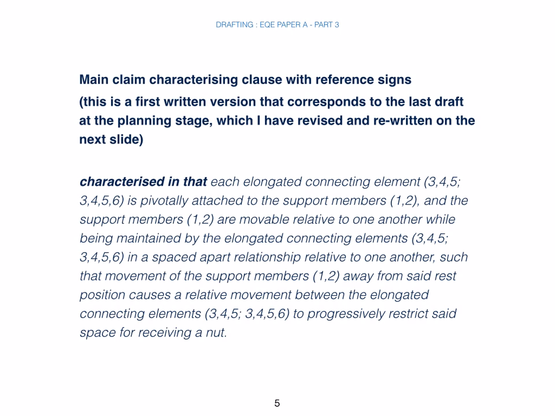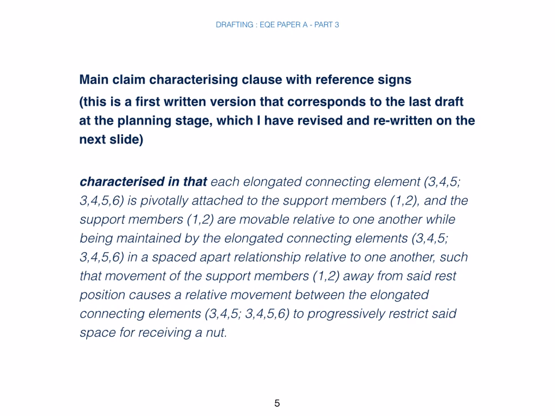Now, in rewriting this up, it seemed to me that the wording was a bit awkward. The maintain spaced apart feature is not a result of the relative movement, and it could come before the pivotal attachment. In D2, the support members are movable relative to one another while being maintained by the elongated connecting elements in a spaced-apart relationship, although in that case the spacing is variable.